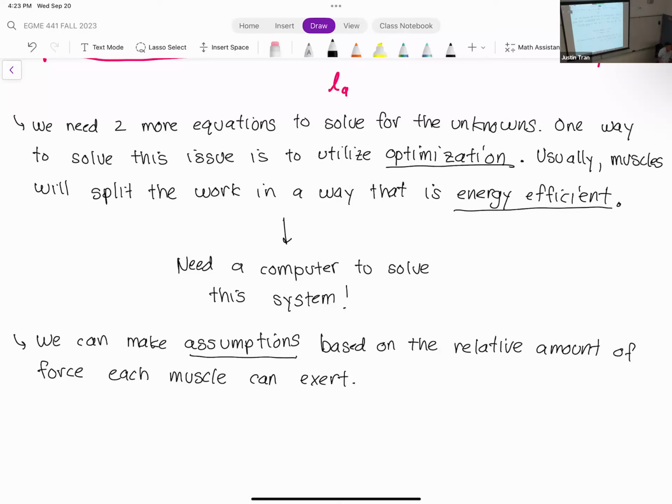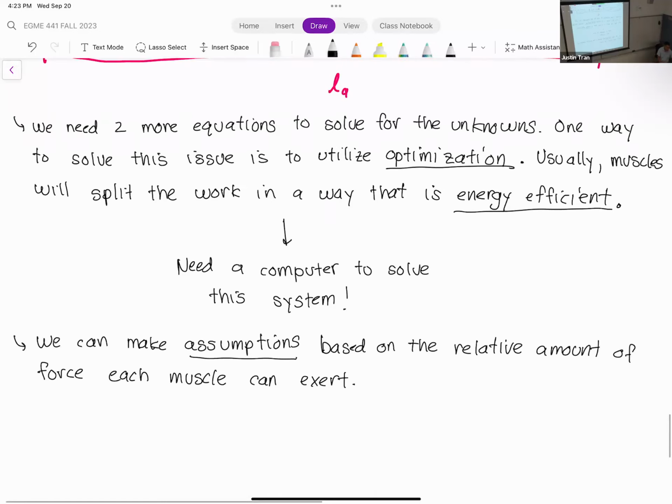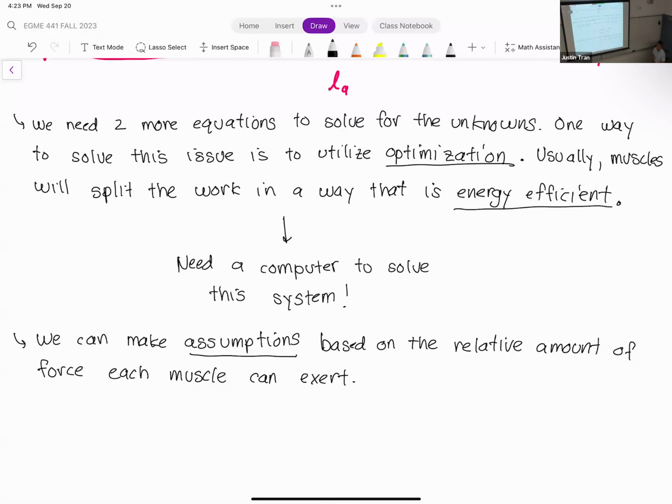And so in particular, we're going to make assumptions based on the relative amount of force, or the relative strength, of each muscle compared to one another. When you have multiple muscles contributing to a single action like this, each one is going to contribute a different amount of force, right? Because each muscle is different. They have different geometry, different length, different amount of muscle fibers, and all those different things.